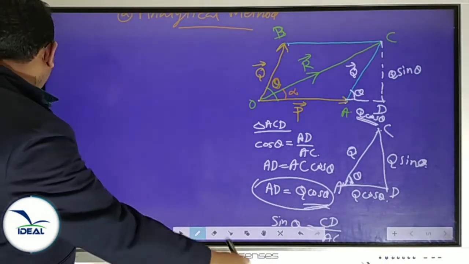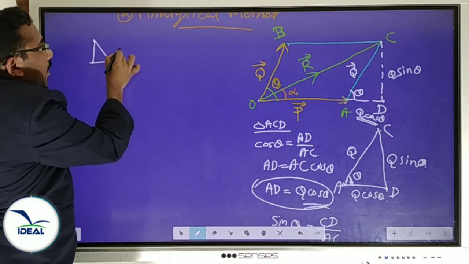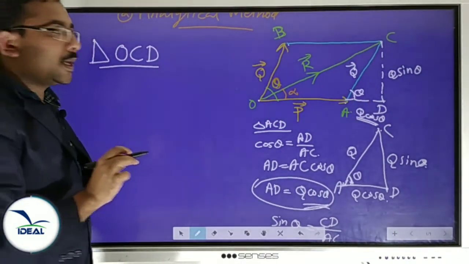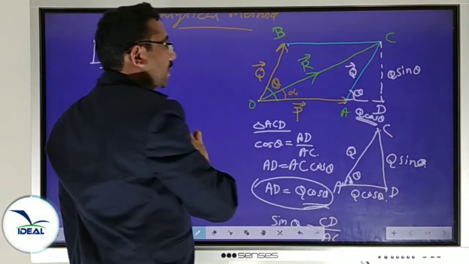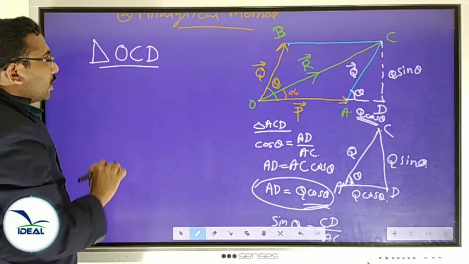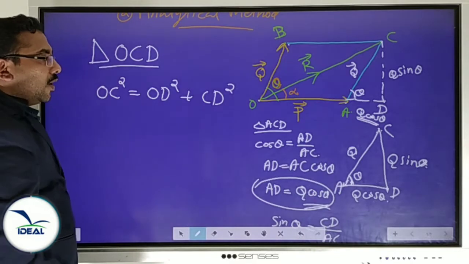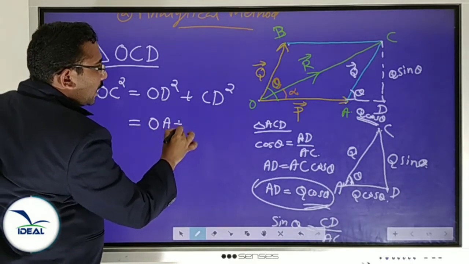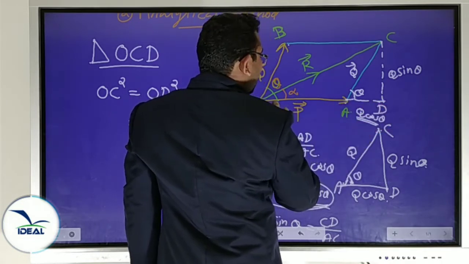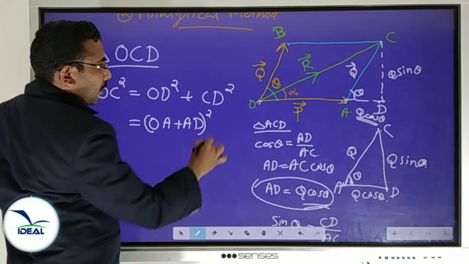Now we are deriving the equation using analytical method. We have a right angled triangle called OCD. It is a right angled triangle because CD is perpendicular to OD. We can use Pythagoras theorem in right angle triangle. Apply Pythagoras theorem. Then OC square equal to OD square plus CD square. What is OD? OD equal to OA plus AD, isn't it? From here to here, OA, and then AD. So OD square is OA plus AD all square.